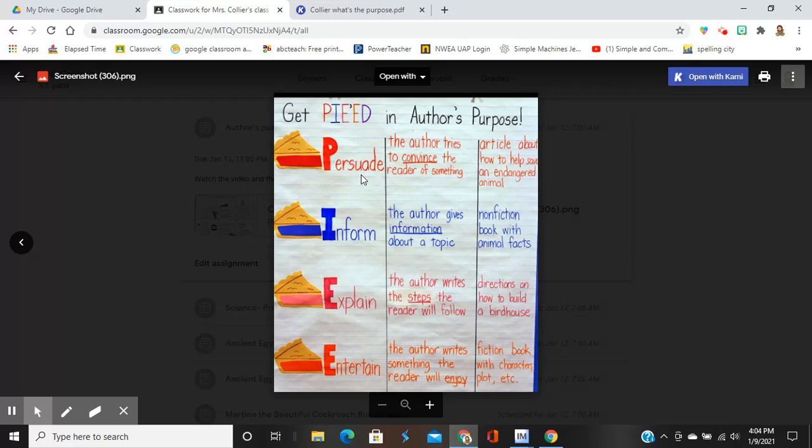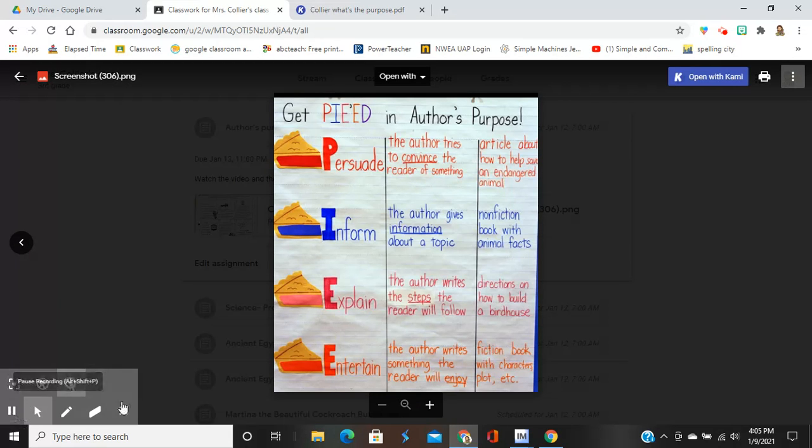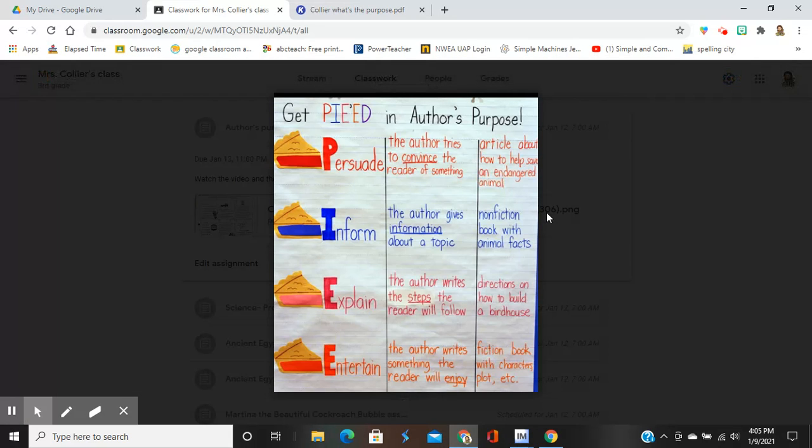So for P, we have persuade. The author tries to convince the reader of something, maybe an article about how to save an endangered animal. I know we had some of those at the beginning of the year. It could be that you had to write a story or a paragraph trying to persuade someone to agree with you about the chocolate is the best ice cream or whatever it may be. You're trying to make them believe, convince them to agree that you are right in whatever it is you're saying.